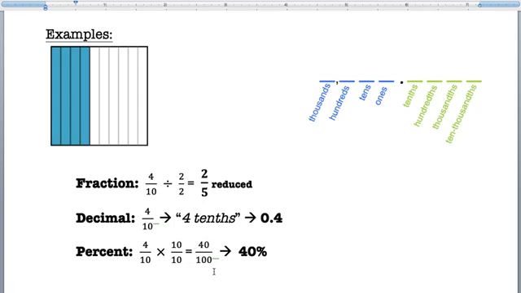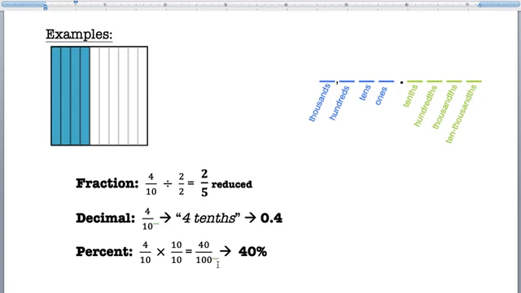40/100ths. As a hint as to what percent it'll be, it's 40% because the 40 was out of the 100. I cannot say it's 4% because that 4 was out of 10. It has to be the numerator when it's out of 100. 40%.